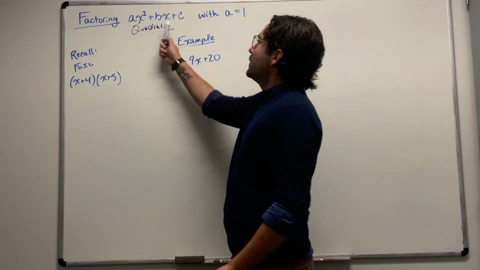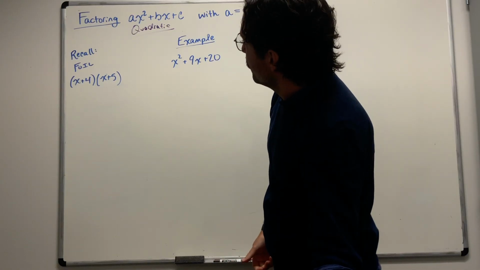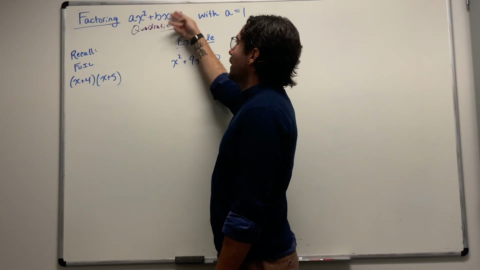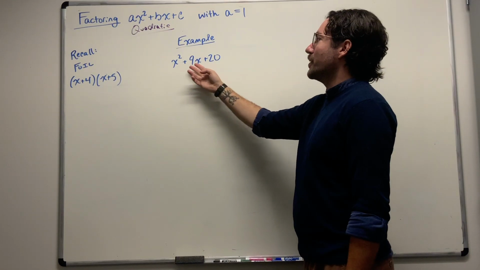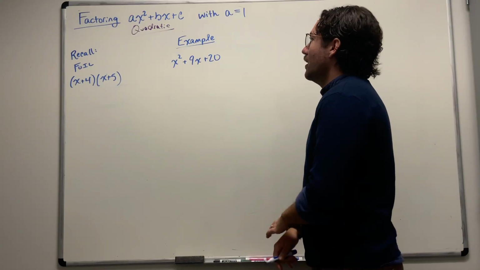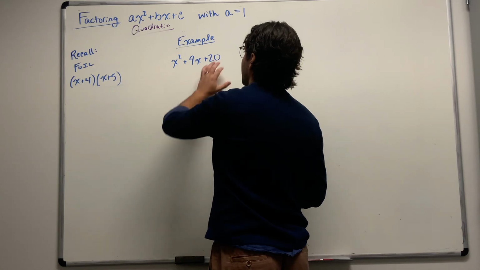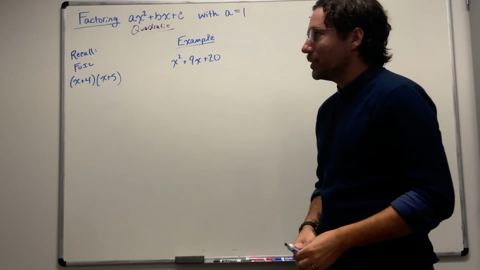So the a, b, and c are just placeholders for some numbers that we'll see, but expressions that have an x to the 2nd power, an x to the 1st power, and then some term without a variable, like x squared plus 9x plus 20. So we want to factor this, meaning we want to try to get this into some form where we have 2 sets of parentheses multiplied together.